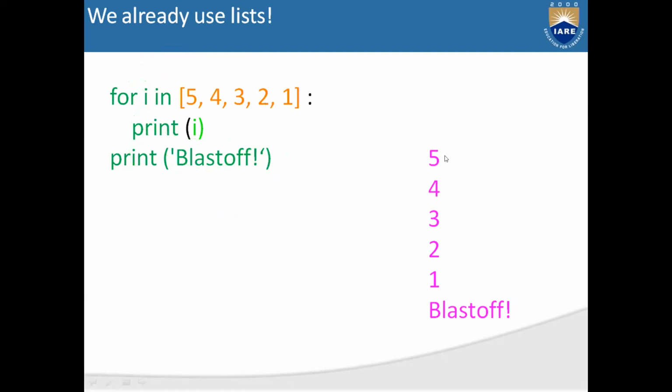So I'll get first 5. I value next is 4. I'll get print I means 4, 3, 2, 1. Then I will take no value, as there is no value in the list, so it will come out of the loop. Then what will be printed? The print statement that is outside the loop will be printed. Now you understand how to use a list in a for loop?